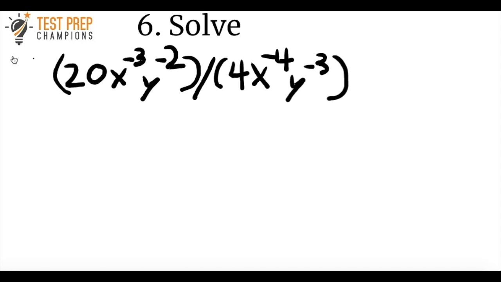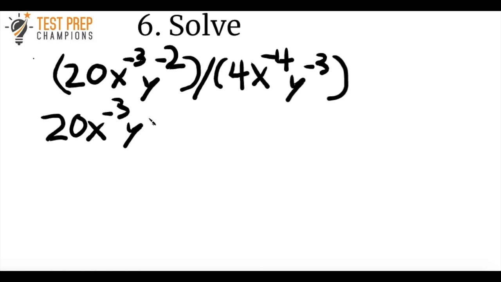So the first thing that I would do if I had a question like this is, first of all, we see this division sign here. So let's rewrite this as one part divided by the other. Let's stack them on top of the other. So we've got our 20 times x to the negative 3 times y to the negative 2. Let's stack that on top of our 4 times x to the negative 4, y to the negative 3, because that'll make it easier to see.